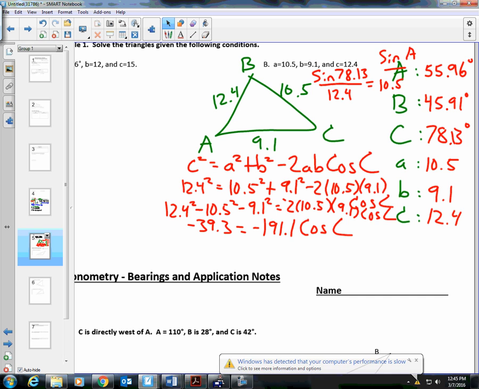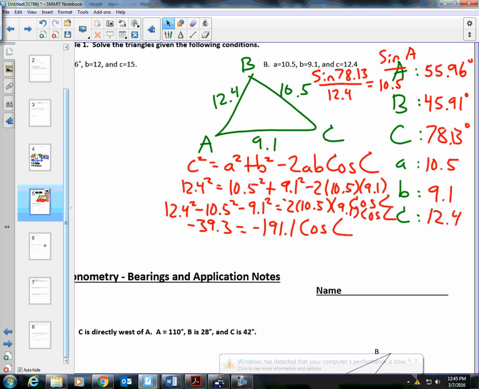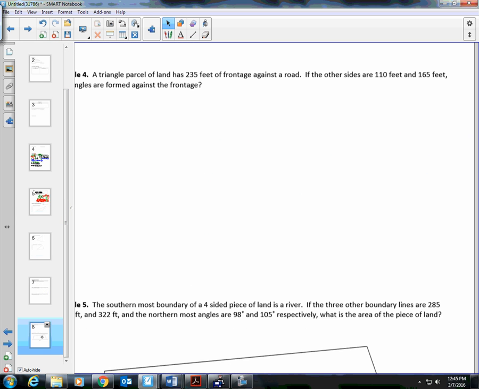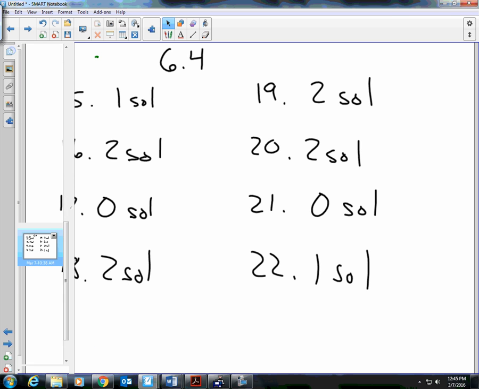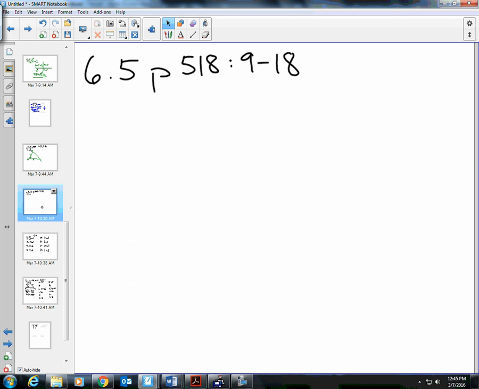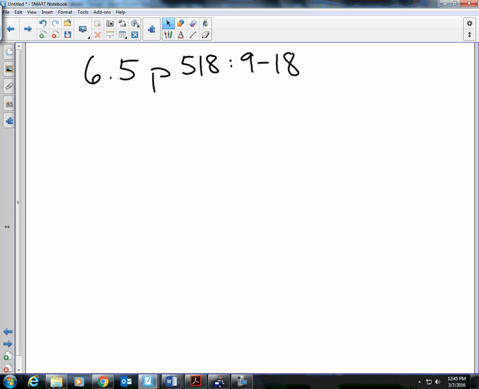Here is your assignment. Section 6.5, page 518, numbers 9 through 18. I'm going to let you write that down, and then I'm going to pull up the screen that shows the answers from Friday's assignment so you can check to see if you're reasonable or not. And then I'm going to answer Kelsey's question. And then Cam's. Everybody got it written down?